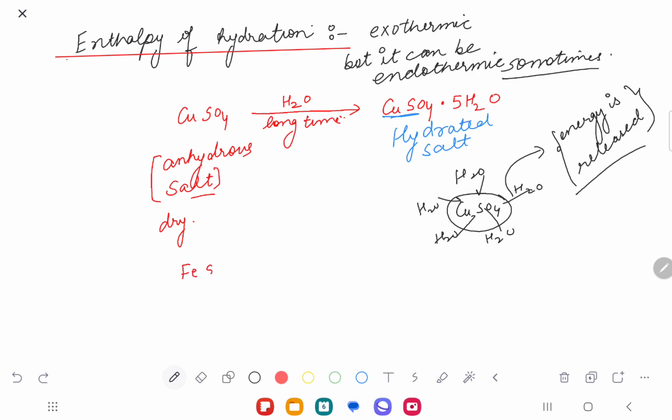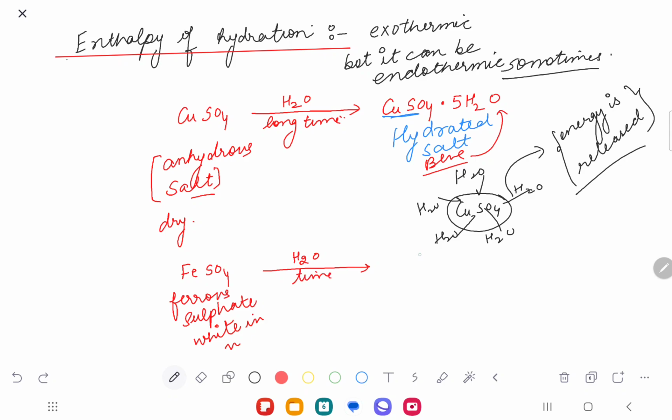Similarly, I can give you an example of FeSO4. So this is ferrous sulfate. And you understand that most of the anhydrous salts are white in color. But the moment it absorbs water, it becomes blue, like copper sulfate becomes blue. And now, when you put it in water for a long time, automatically it is going to become FeSO4·7H2O. The common name is green vitriol, because the moment it absorbs water, it is going to become green in color.